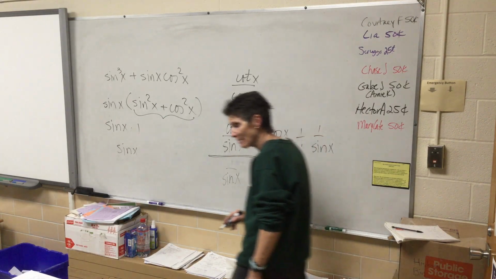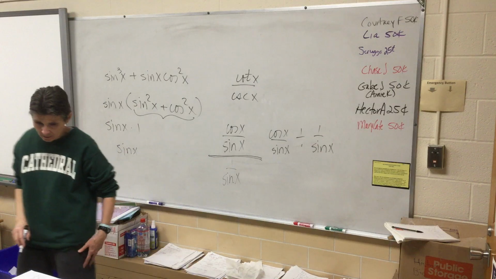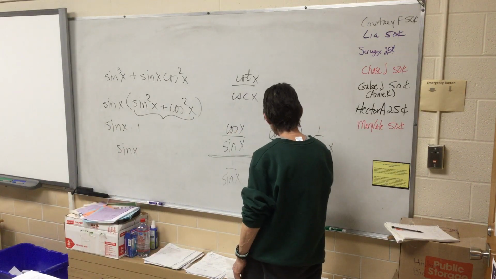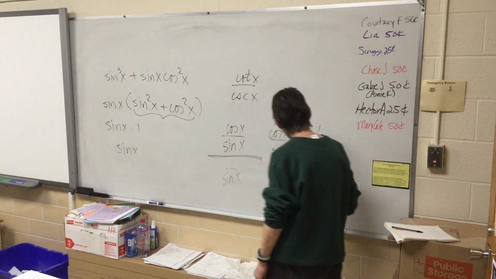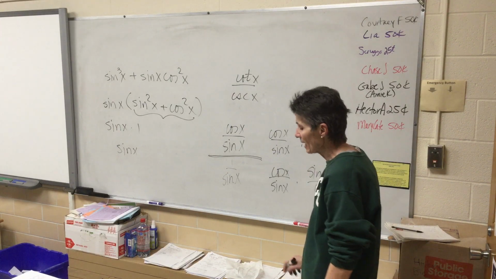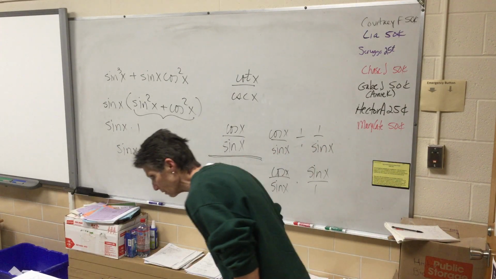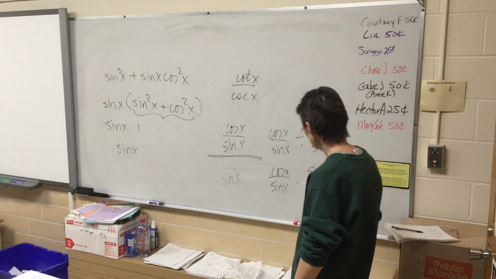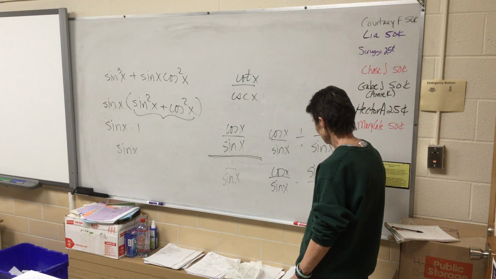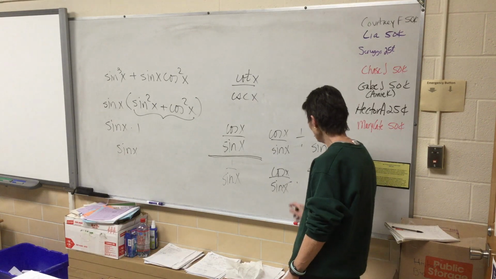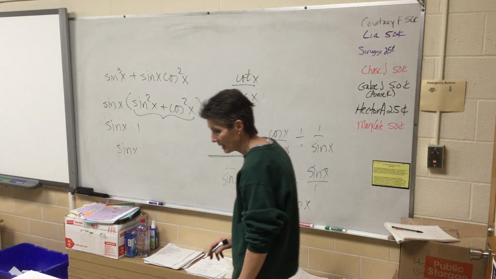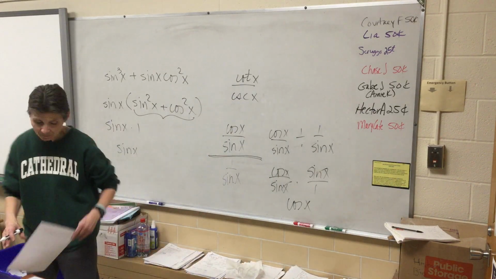Well, what do I do when I have a big division like that? Reciprocal, so you multiply by sine over. Exactly. So this would be cosine over sine times sine over 1. When I divide by a fraction, I multiply by its reciprocal. What happens? The sines cancel. Yes, they do. And leave me with just cosine over 1 or just plain old cosine.